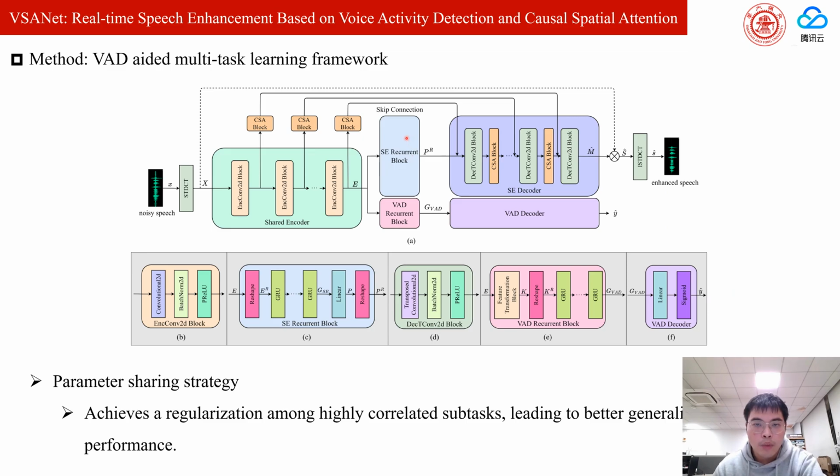The overall network architecture of our multitask learning framework is shown here. It comprises a speech enhancement module and a VAD module. Meanwhile, we adopt a parameter sharing strategy, which means that the speech enhancement module and the VAD module share the same encoder, while the remaining network is designed as a parallel dual-branch topology. This achieves a regularization among the two highly correlated subtasks, leading to better generalization and performance.